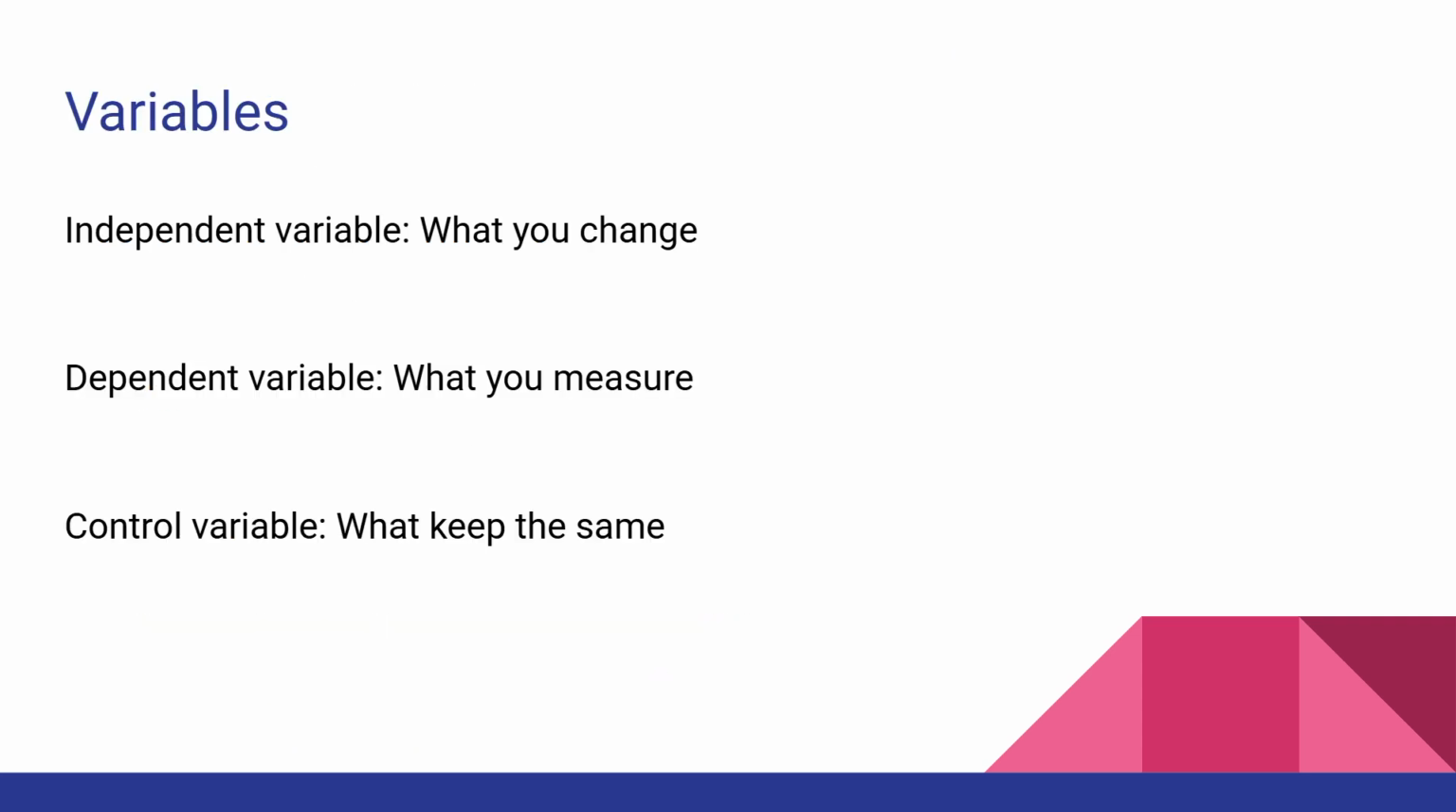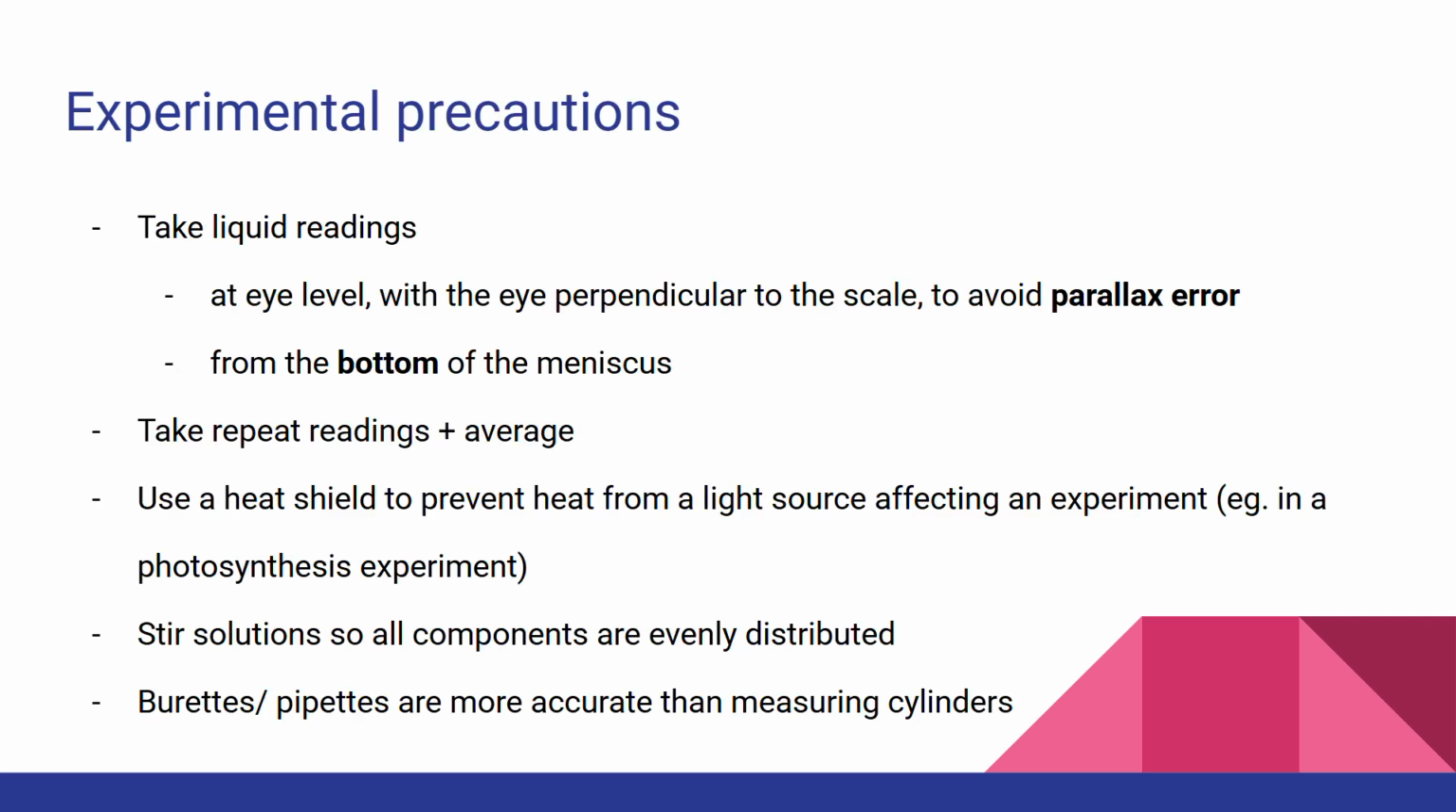Anyway, there are 3 types of variables: independent, which is what we change, dependent, which is what we measure, and control, which is what we keep the same. Normally in an experiment we have multiple control variables, but only one independent variable and one dependent variable, so keep that in mind.